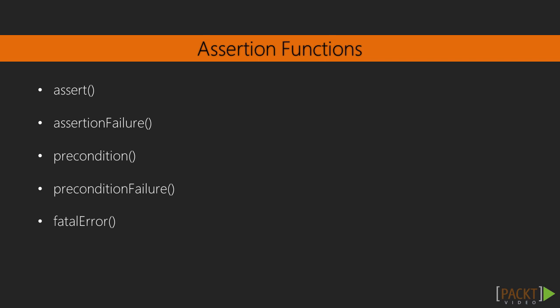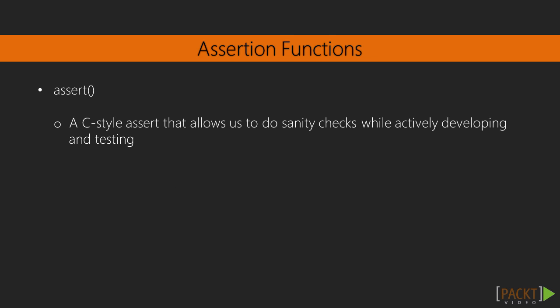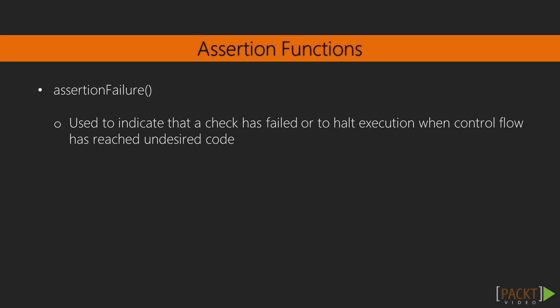The Swift standard library offers four more global assertion functions that differ from each other in how they affect the flow of our code. We just saw assert, which is a C-style assert that allows us to do sanity checks while actively developing and testing. Next is assertionFailure, which we can use to indicate that a check has failed or to halt execution when control flow reaches undesired code.